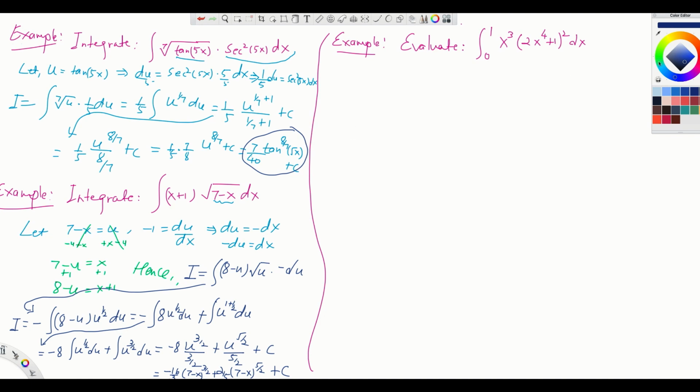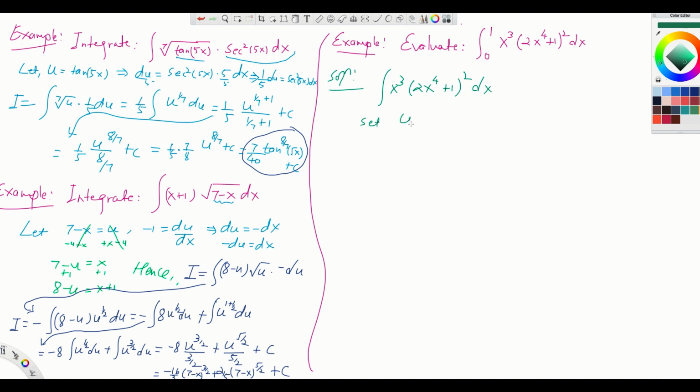So let us do this example. So what should I set? Let us consider just 0 to 1 without the limits first, and then we will plug in the limits at the end. So solution: we want to find out just the integral of x cubed times (2x to the 4 plus 1) squared dx. I want to find out just that one first, and after I find the answer, I'll plug in the limits there, okay?